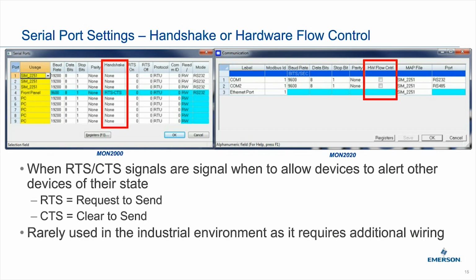The next setting we see is hardware flow control, the RTS or CTS, request to send or clear to send. That's available for RS-232 communications, where you can have flow control so that you don't get collisions on the network. But to be honest, in the industrial environment, it is very rarely used because people just like to connect 3 wires instead of 5 wires, and so it's available, but it's not really used in the industrial environment.